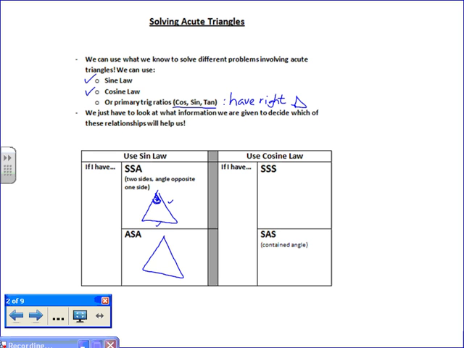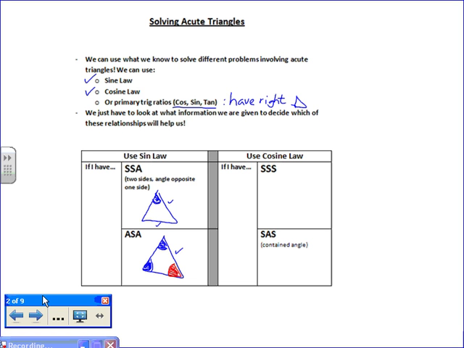So again, if I have any two angles, because if you have two angles, you really have three angles, you could find out your third angle quite quickly, and any side at all. Remember, if you have two, you really have three because you know that all three angles have to equal 180 degrees. So that third angle is not hard to find.